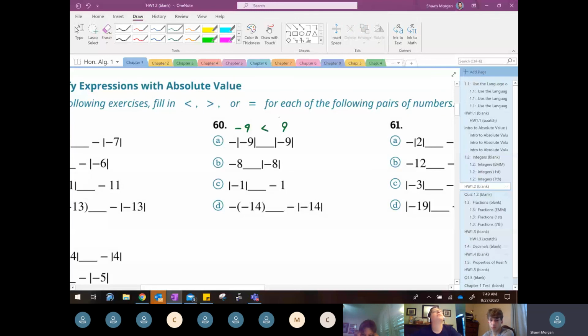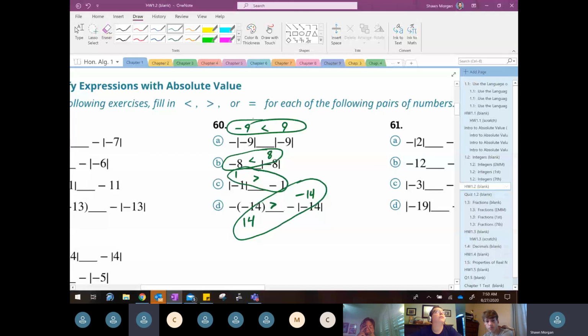The absolute value of -8 is 8. And again, -8 is less than 8. Absolute value of -1 is 1. 1 is greater than -1. And then what's the opposite of -14? It'd be +14. And over here, the absolute value of -14 is 14. And the opposite of that, we'd say, 14 is greater than -14. So those kinds of comparisons are what we're doing, and they're checking to see if you understand the notion of absolute value. Does that make sense, Jack? Okay, awesome. Anybody else before you guys head on out?